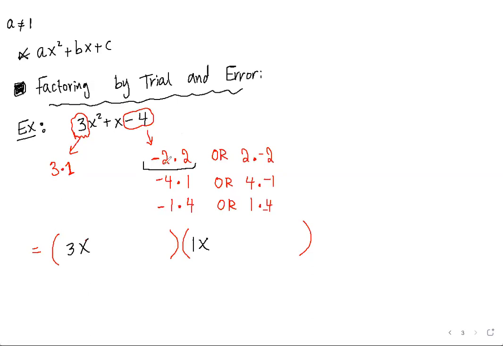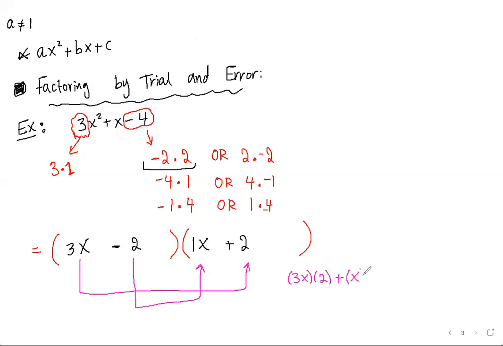I put it inside. The first one is -2. Here I put -2 and 2. Then I have to do this step. We multiply this one by this one, and this one by this one, and I sum them, and this answer must give me 1x, the middle one. So 3x times 2 plus this one times this one, x times -2.